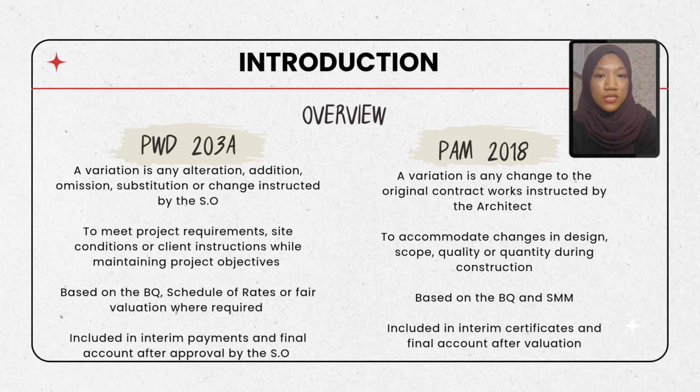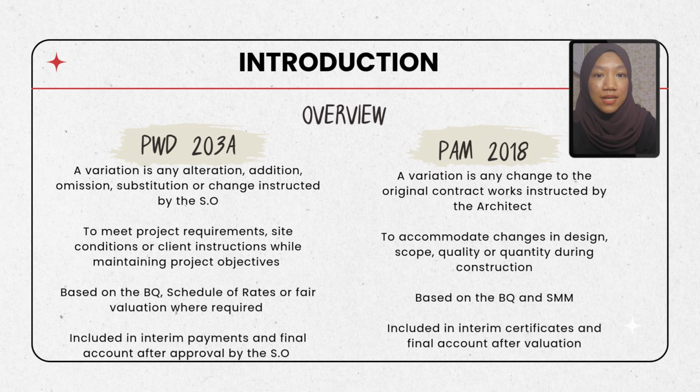Starting with the PWD 203A, a variation is any alteration, addition, omission, substitution, or any change instructed by the Superintending Officer or SO. Variations are usually made to meet project requirements, respond to site conditions, or comply with the client's instructions while still achieving the project's objectives. The valuation is based on a bill of quantities, BQ, the schedule of rates, or a fair valuation where necessary. Once approved by the SO, the value of the variation is included in the interim payments and the final accounts.